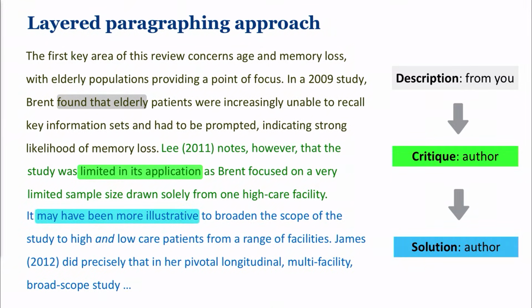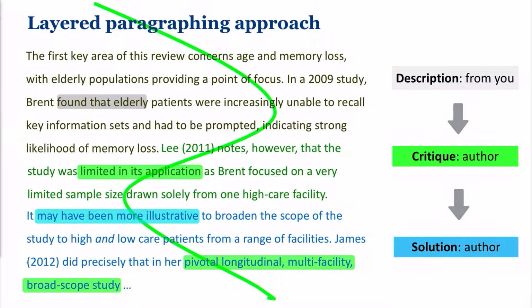The third part is a solution section where you're providing another author, James, who talks about what would have made the study more illustrative. And right at the very end, we're providing some positive critique about James's study. It's pivotal, longitudinal, it's a multi-facility broad scope study. We're using positive language. What this gives us is a narrative thread through the writing. It links one part to the next part in a layered approach, which is very readable and easy to understand.